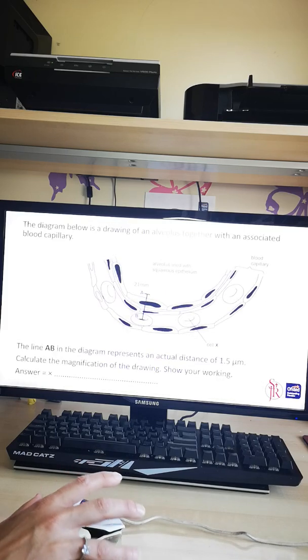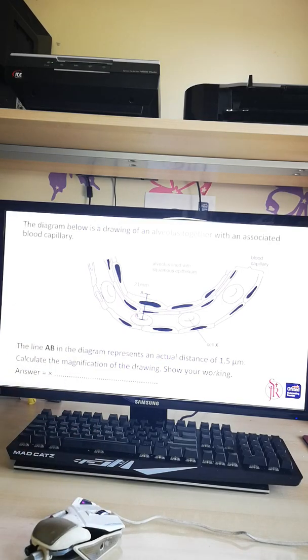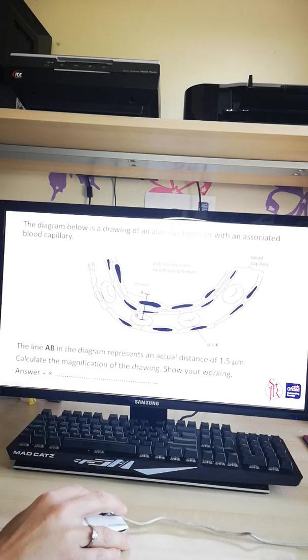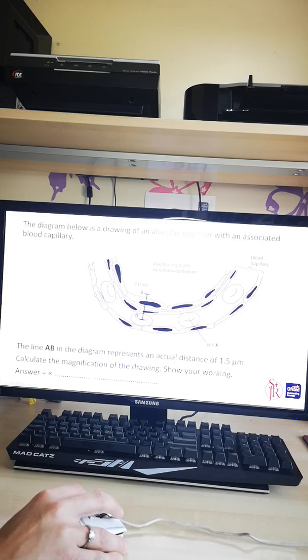Okay, so have a look then at these examples that I've put together for you. So we're measuring the distance that the oxygen would have to move from the alveoli to the red blood cell by measuring this bar A to B, and it is 21 millimeters from here to here, and that represents a distance of 1.5 micrometers.